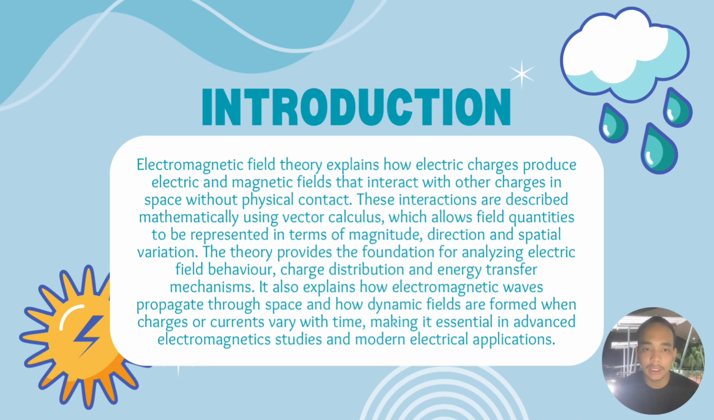Next, for introduction, electromagnetic field theory explains how electric charges produce electric and magnetic fields that interact with other charges without direct physical contact. These interactions are described mathematically using vector calculus, which allows field quantities to be expressed in terms of magnitude, direction, and spatial variation. The theory forms the foundation for analyzing electric field behavior, charge distribution, and electromagnetic wave propagation in space.